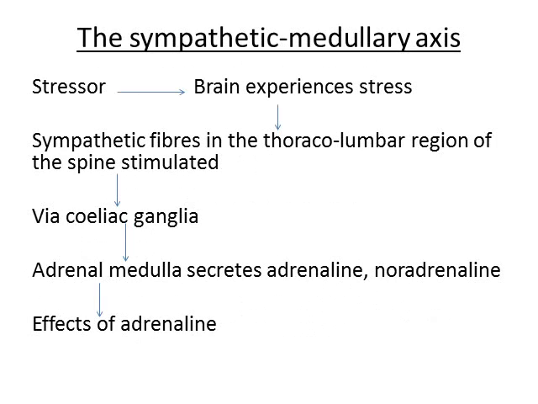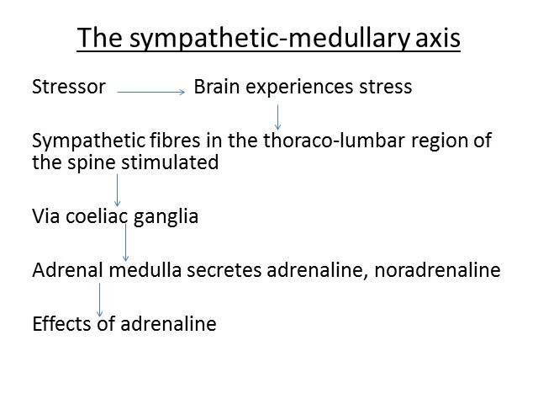So we've talked about the step-by-step process of cortisol secretion. Let's talk now about the step-by-step process of making adrenaline, which is through the system called the sympathetic medullary axis. So we have our stressor again, and the brain interprets it as stress, and signals are sent to the thoracolumbar region of the spine, where there are various ganglia of the sympathetic nervous system alongside the spine, and they are stimulated.